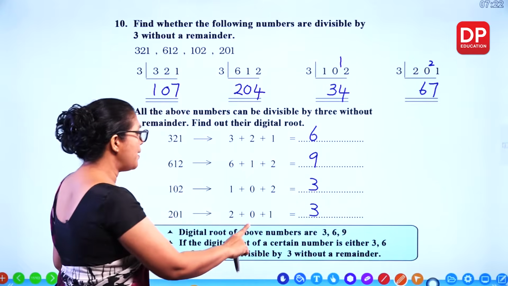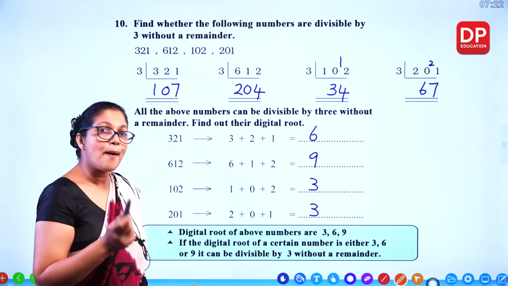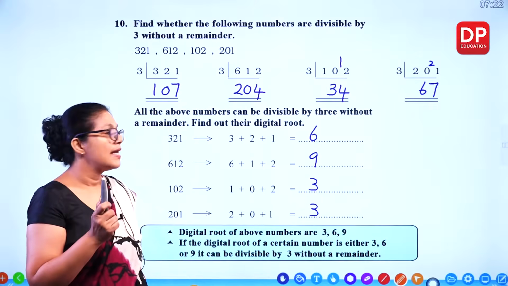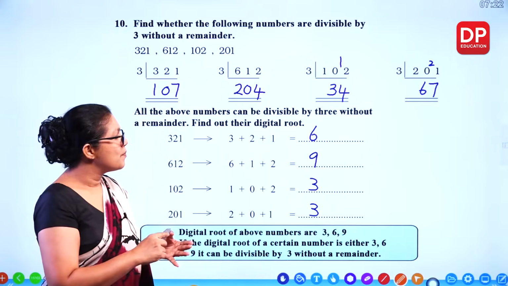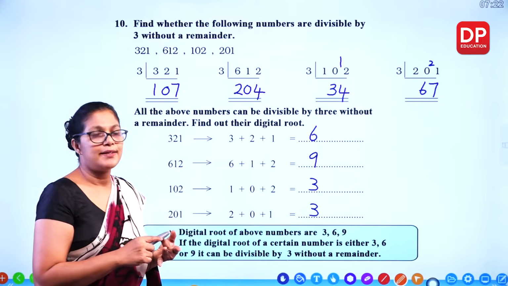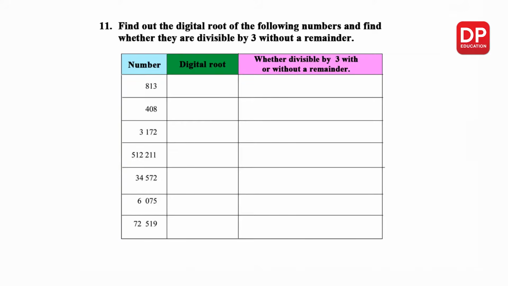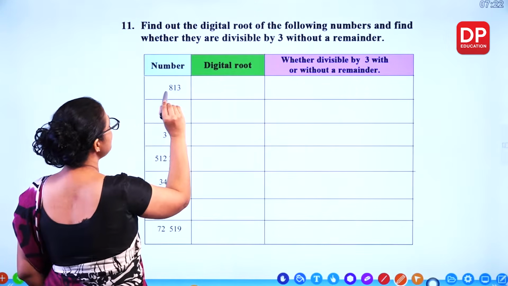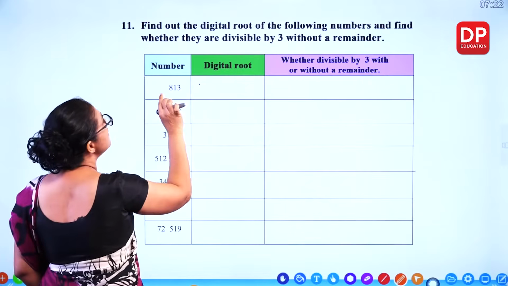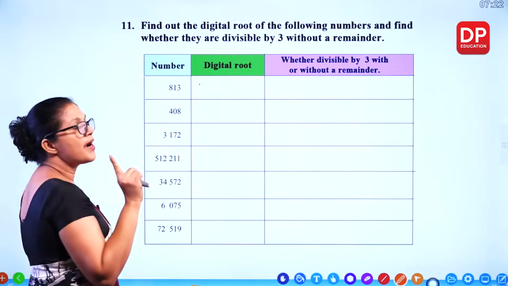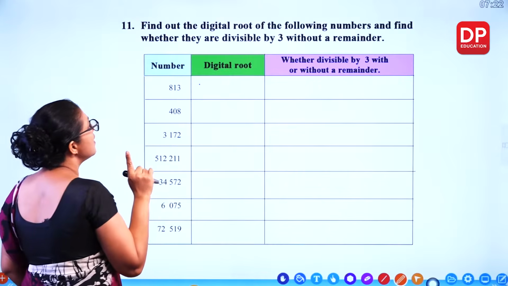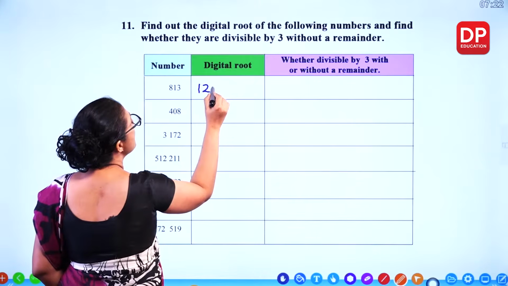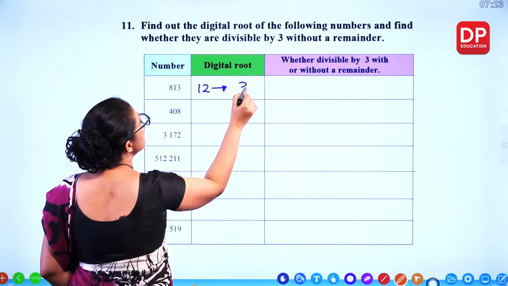So you need to remember how you identify whether the number is divisible by 3. The digital root should be either 3, 6 or 9. Find out the digital root of the following numbers and find whether they are divisible by 3 without a remainder. So we'll find out the digital root. 8, we'll straight away add this. 8 plus 1, 9. 9 plus 3, 12. So 12 means 1 plus 2, you get 3.